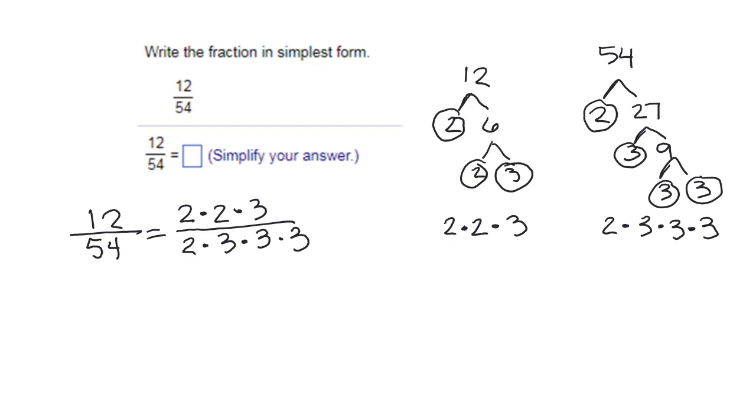What we do next is divide out what's in common. 2 divided by 2 is 1. And I can take out a 3 in the numerator and denominator. 3 divided by 3 is also 1. What that will leave you with is a 2 in the numerator, and you have a 3 times 3 in the denominator. So my result is 2/9 for my simplest form.